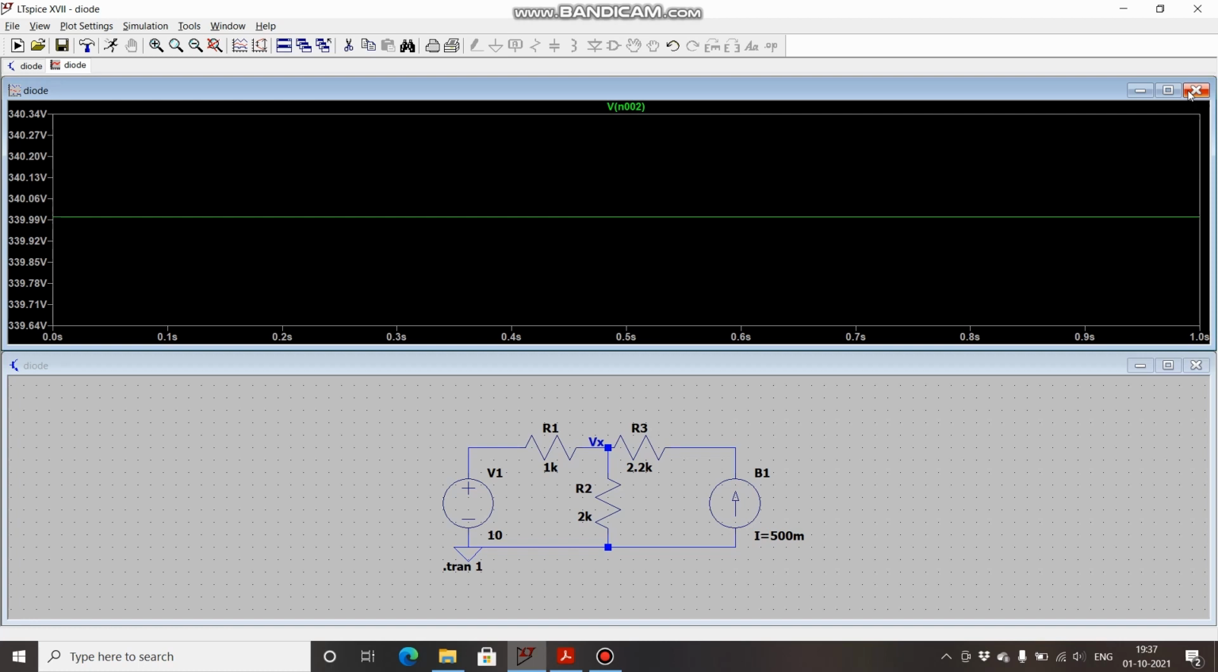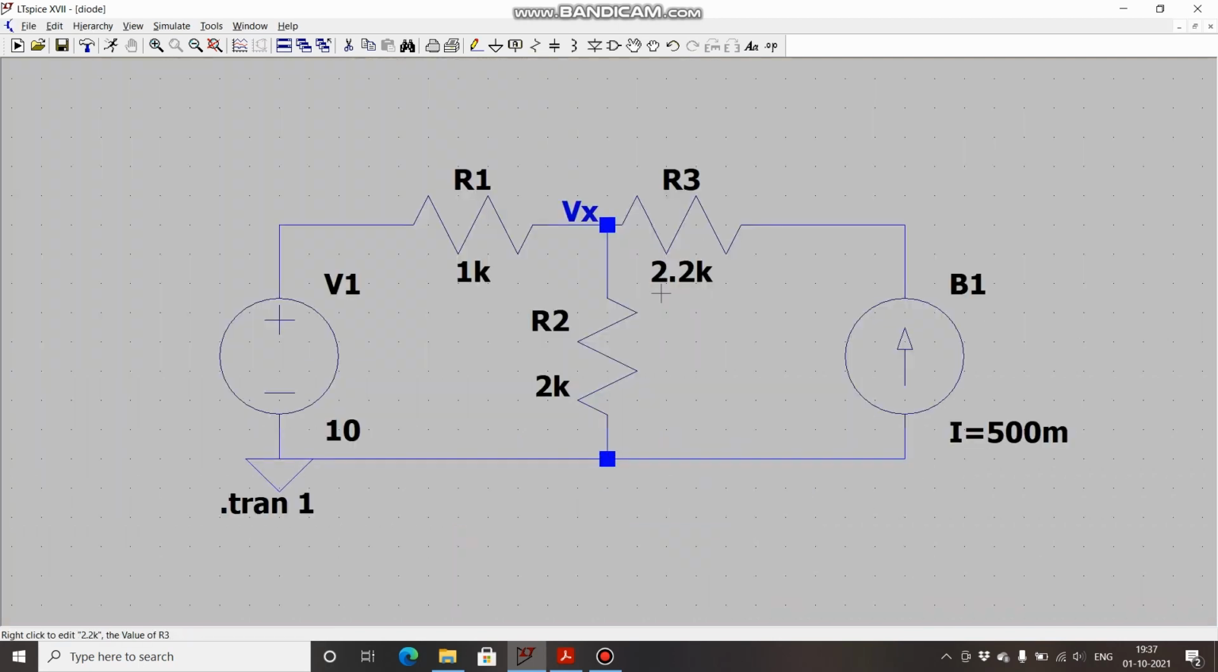I will be covering a few more examples on this law, and we will see how to implement this law in complicated circuits as well.